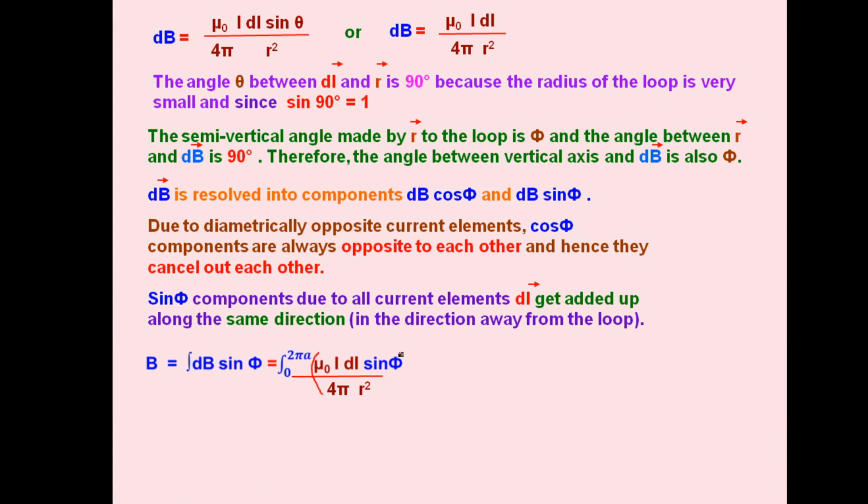This is the expression for dB sin phi. The dB value we have used from this step, and using sin phi here. Now see, this expression has dl, so limits will be used from 0 to 2 pi a, which is from the minimum length of the circular loop to the maximum circumference 2 pi a. Then solving it, mu naught I upon 4 pi r square, where r is under root of a square plus x square, so we have used r square as a square plus x square.